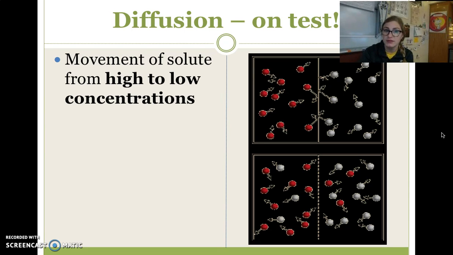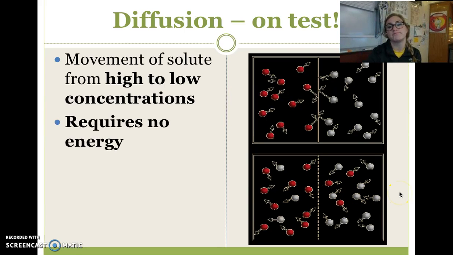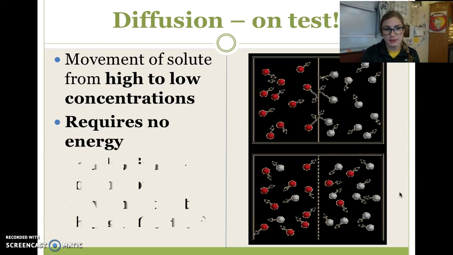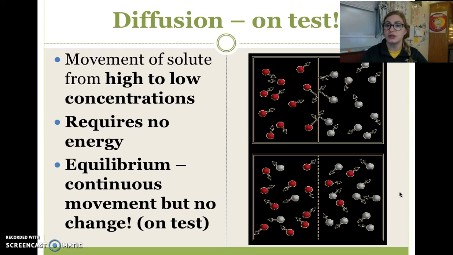Diffusion is the movement of solutes from a high concentration to a low concentration. So in this picture we have all of the red molecules on the left, and we have no red molecules over on the right. So we can say we have a high concentration of the red molecules over on the left-hand side. So these red molecules are going to move from a high concentration into the low concentration, and eventually they will equally spread out and meet equilibrium. This whole process requires absolutely no energy and is going to continue until equilibrium is reached.